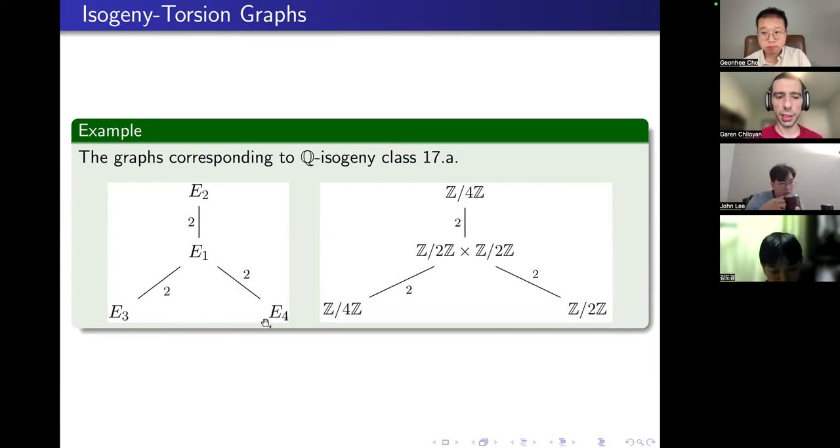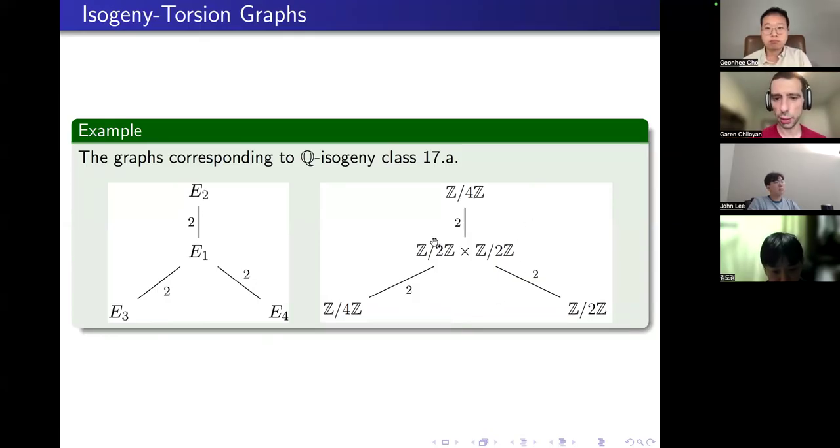All right, but this is an isogeny graph. We wrote down the degrees of the edges. We didn't really specify anything about the curve, for example, not its algebraic properties or torsion subgroup. This is the isogeny-torsion graph on the right side.